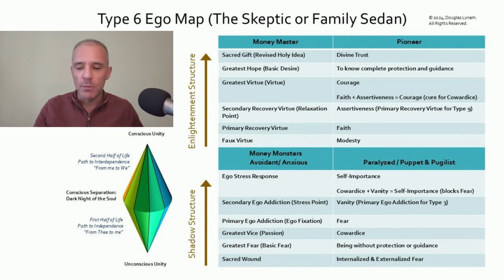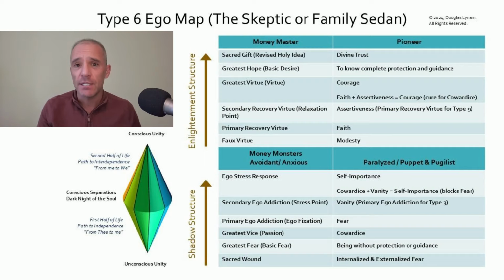Okay, so let's jump then into the type 6. We're going to look at the skeptic or the family sedan. The type 6, their faux virtue is modesty. What I mean by that is for the 6, they're living in self-doubt all the time, and it's easy to put themselves down and think they're just being modest when in fact they're being fearful.